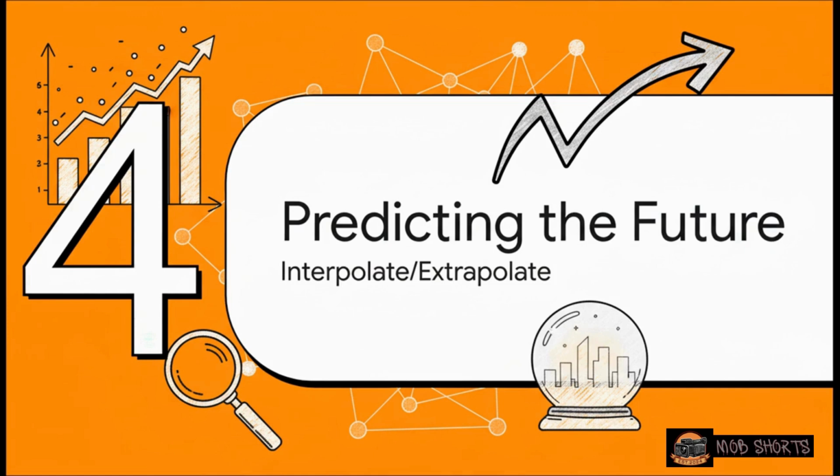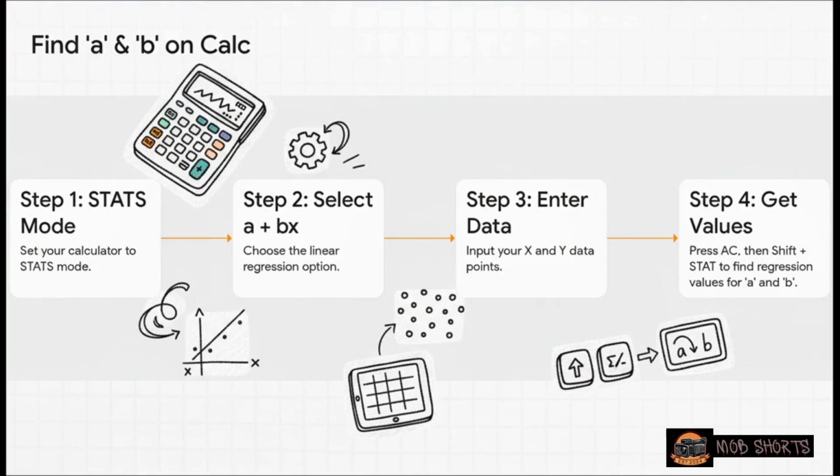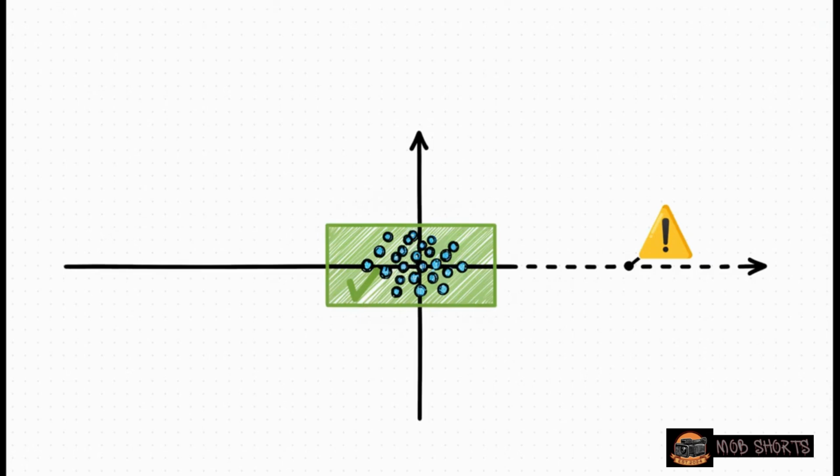Because once we have that equation, we can start making predictions. This is where statistics stops being about looking at the past and starts being about forecasting the future. Okay, so the big question is, how on earth do we find those a and b values? The formulas to do it by hand are pretty intense. But the good news? You don't have to. Your calculator is going to do all the heavy lifting for you. You just pop it into stats mode, enter your data points, hit a couple of buttons, and boom, it spits out the exact values for a and b. Easy, right?